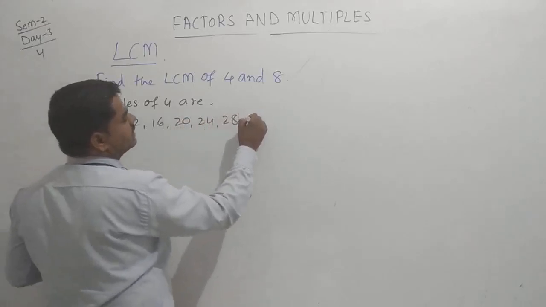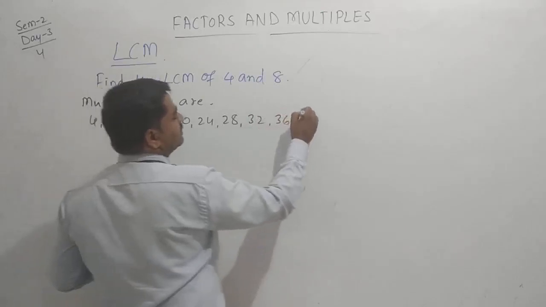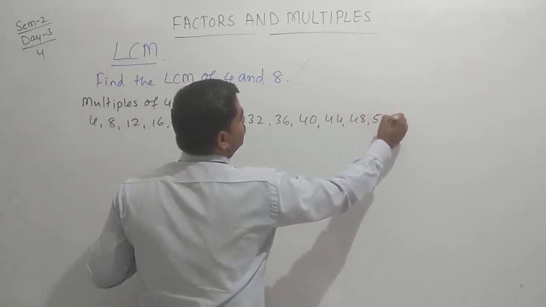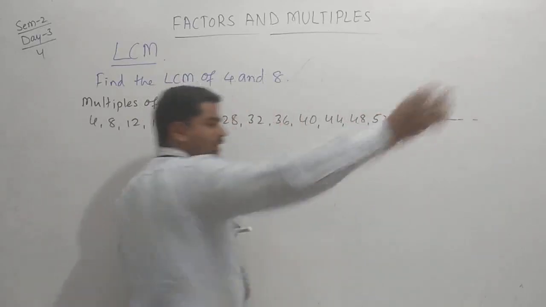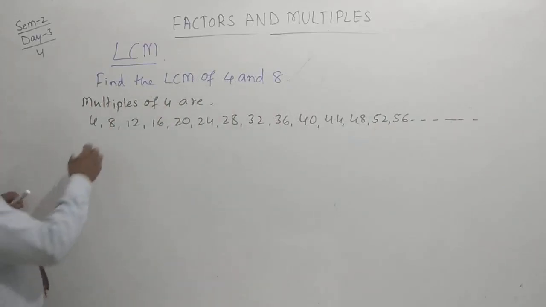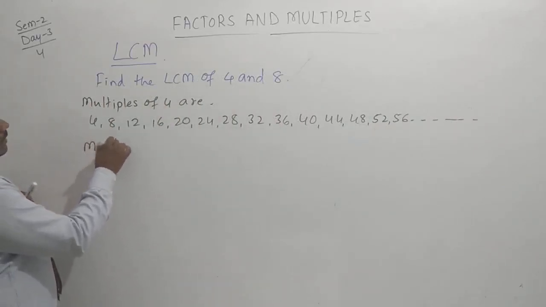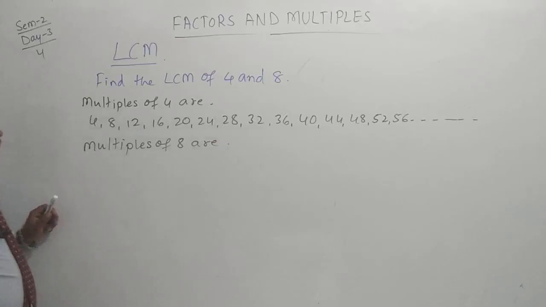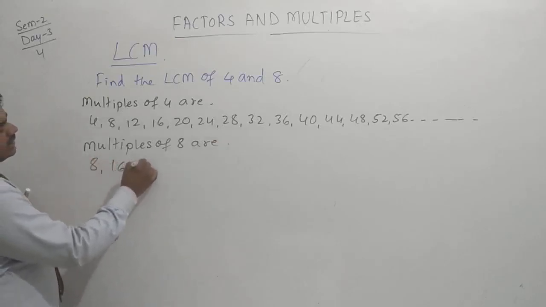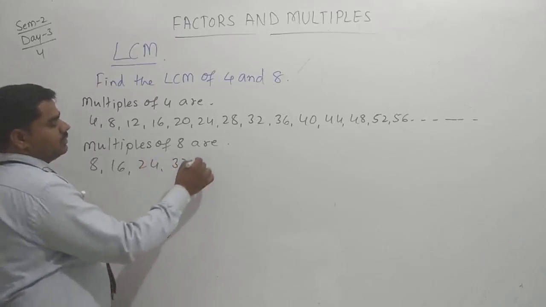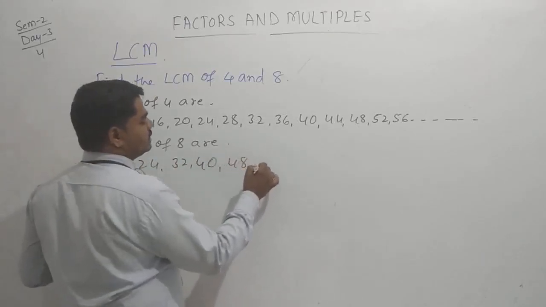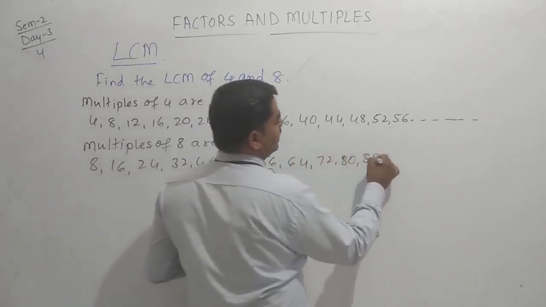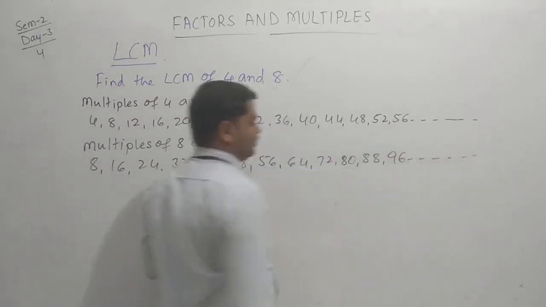28, 32, 36, 40, 44, 48, 52, 56. Add 4 going, add 4 like this. Again, the multiples of 8 are 8, 16, 24, 32, 40, 48, 56, 64, 72, 80, 88, 96 and so on.